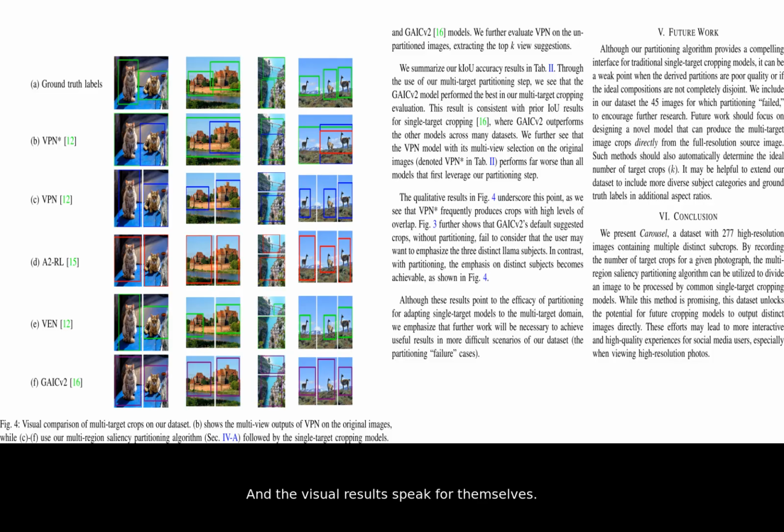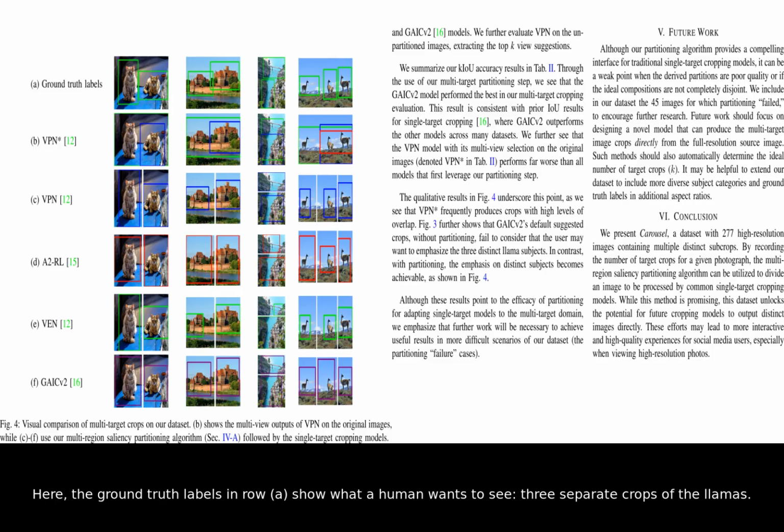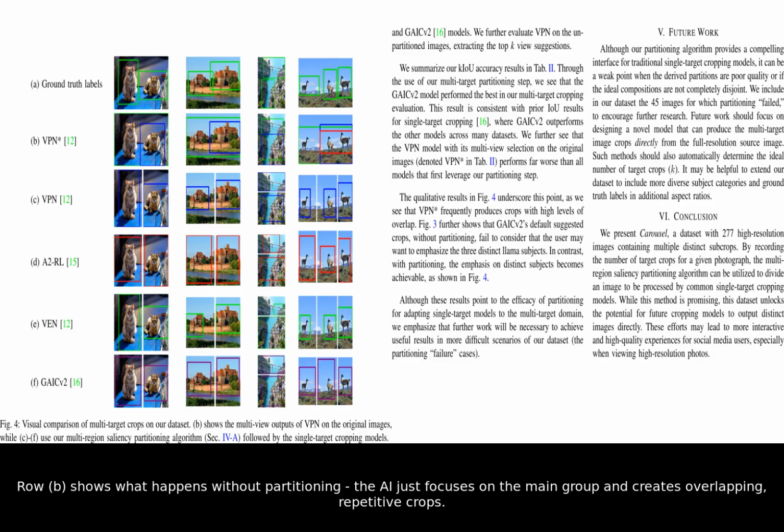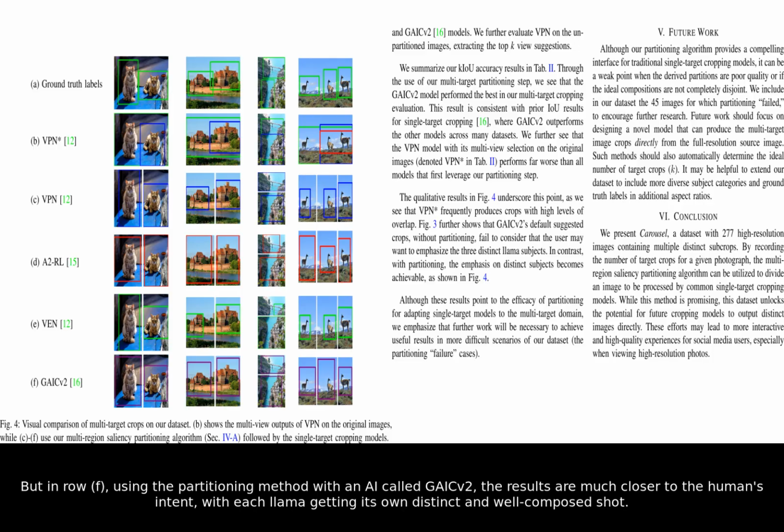And the visual results speak for themselves. Here, the ground truth labels in row A show what a human wants to see, 3 separate crops of the llamas. Row B shows what happens without partitioning. The AI just focuses on the main group and creates overlapping, repetitive crops. But in row F, using the partitioning method with an AI called GACV2, the results are much closer to the human's intent, with each llama getting its own distinct and well-composed shot.